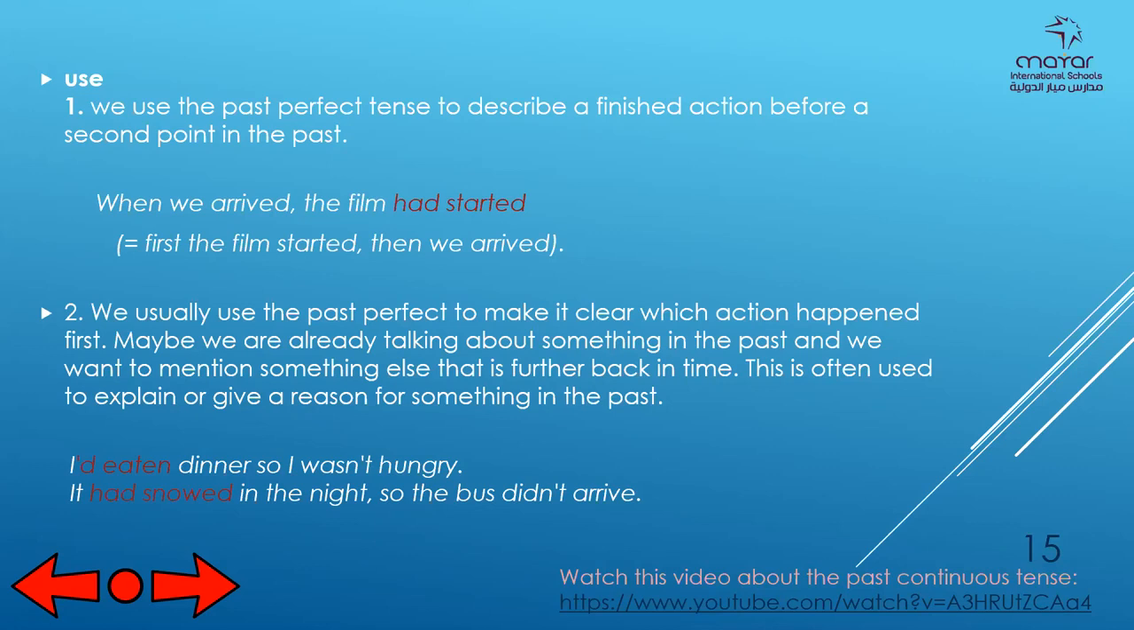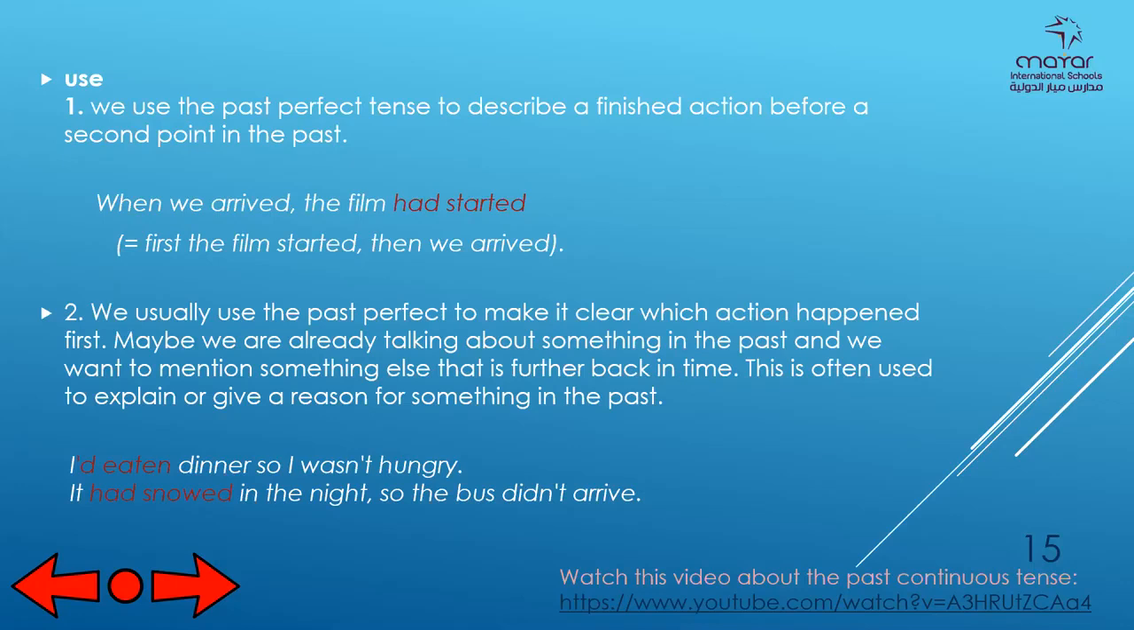Celine, can you read too? Yes, teacher. We usually use the past perfect to make it clear which action happened first. Maybe we are already talking about something in the past and we want to mention something else that is further back in time. This is often used to explain or give a reason for something in the past.